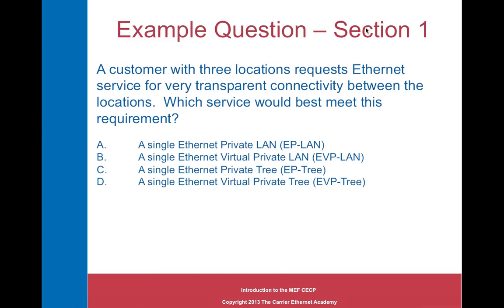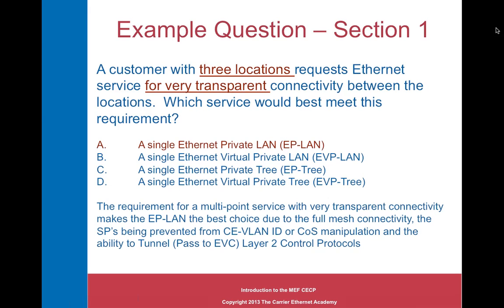So let me give you an example of what a question might look like on the exam. Here's one from the carrier Ethernet component section, as they call it. A customer with 3 locations requests Ethernet service for very transparent connectivity between the locations. Which service best meets the requirement? And here, customer with 3 locations would give you an indication that you needed a multi-point service. Unfortunately, all 4 answers that you're presented with are multi-point services. So then you have to drill a little bit deeper and see that the other requirement, very transparent connectivity, would lead us to an Ethernet Private LAN.